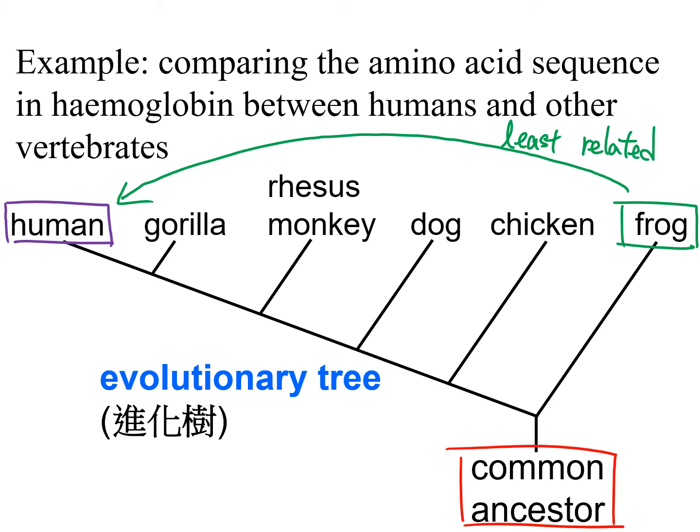But you can see the frog is very close to the common ancestor. So that means the frog is highly related to the common ancestor. This is how you draw out the evolutionary tree.